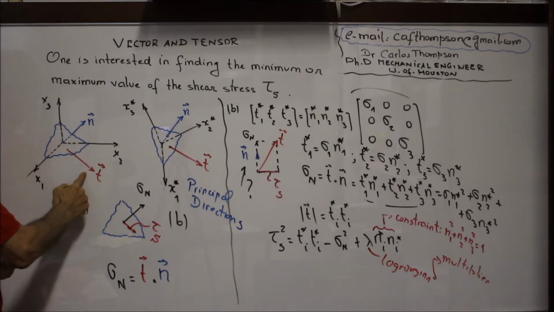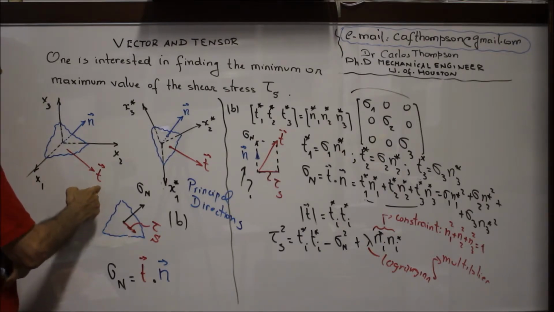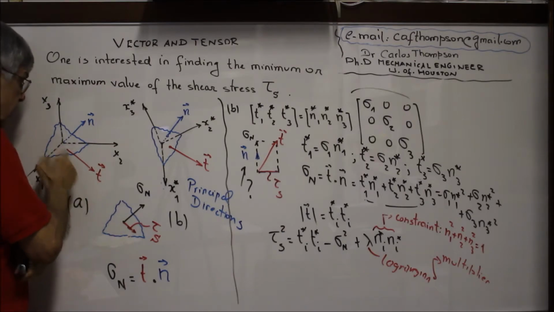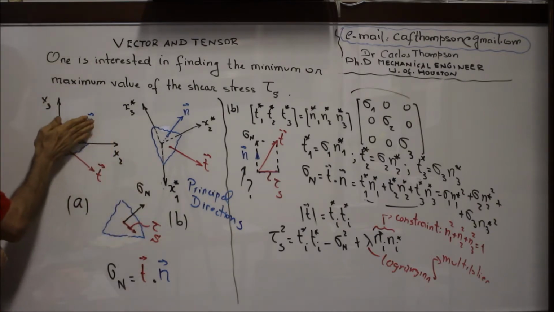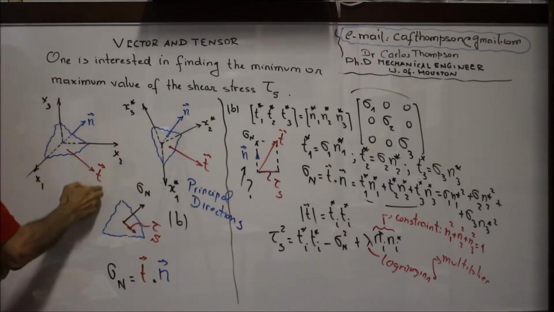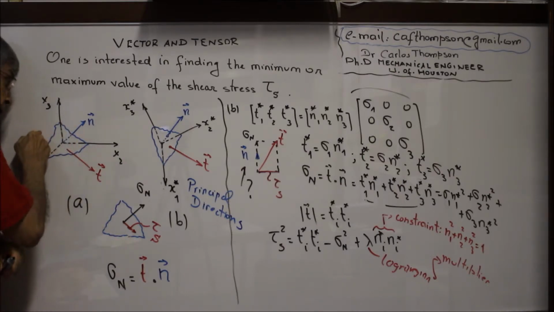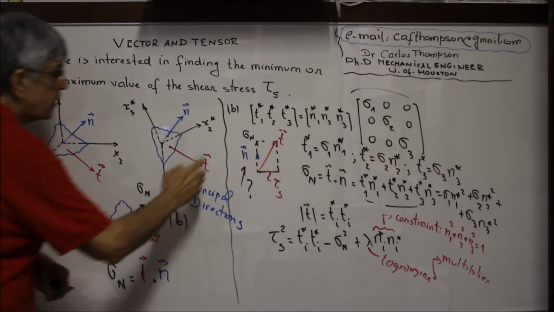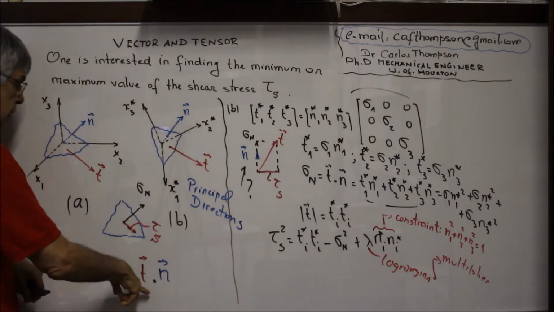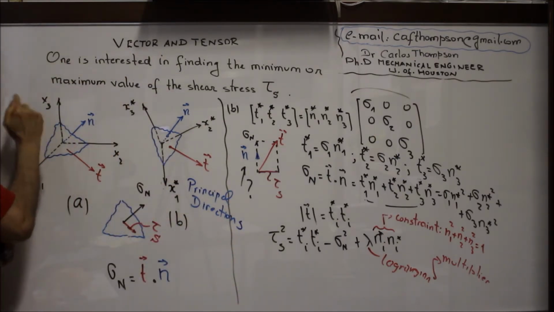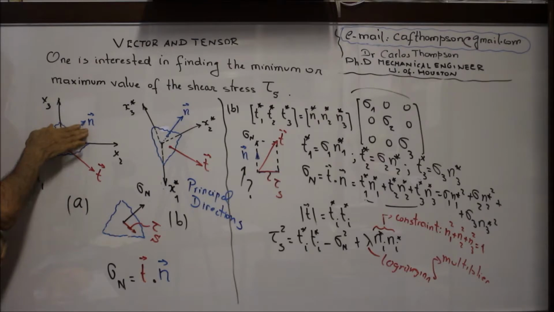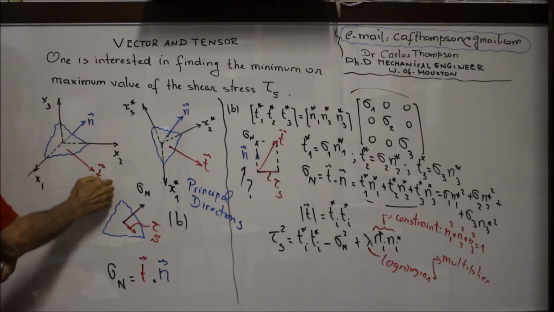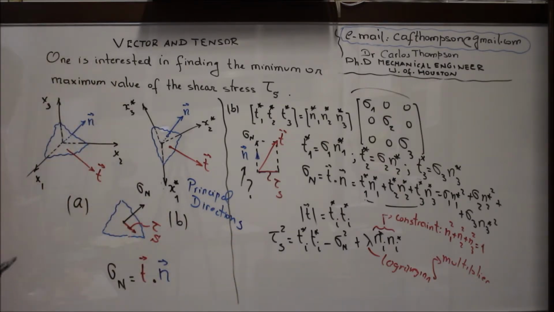If you change n, you change the projection, you change t also. If you change the plane, n will be different and t will be different. For a fixed plane, tau s and sigma n are the same. But here I'm not interested in a fixed plane because n is unknown. So there is a plane such that n and t make tau s a minimum value.